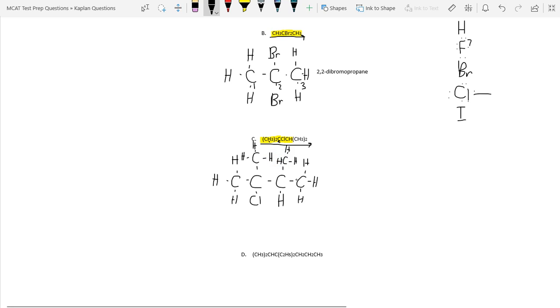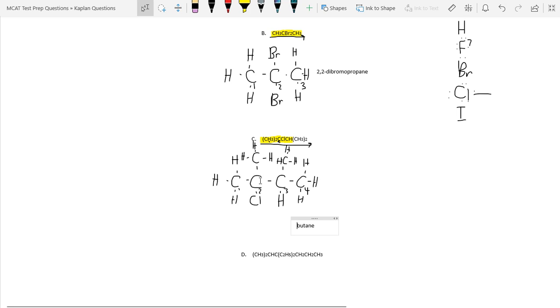So now I need to look at what is my longest carbon chain. Going from left to right. 1, 2, 3, 4. This is definitely my longest carbon chain here. 1, 2, 3, 4. So since my longest is 4, the root for that is but. So this is a butane. I'm going to look at all of the groups that are connected to my longest chain.